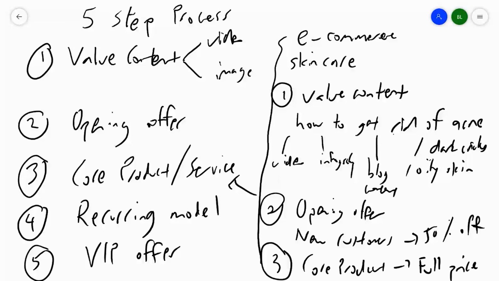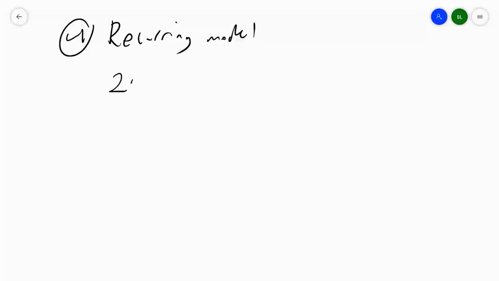Okay, I've run out of space, so I'll use a next board. Once they have tried the opening offer and purchased the core product, now we want to get them into a recurring model. Take the earlier skincare example: let's say the product we sell is 200 ringgit.